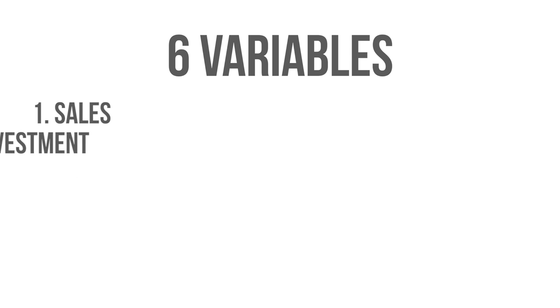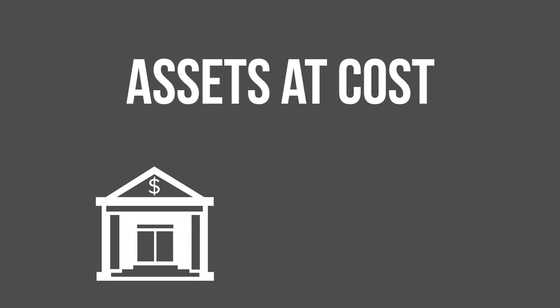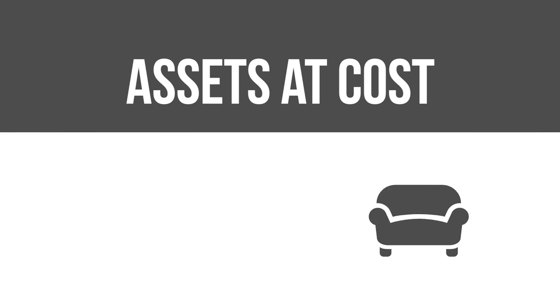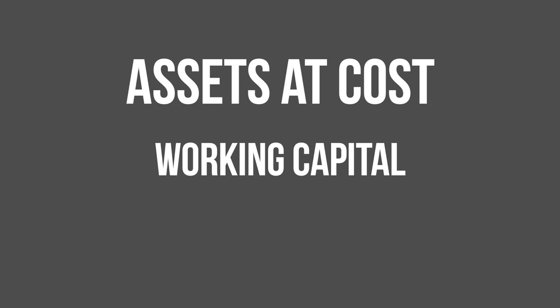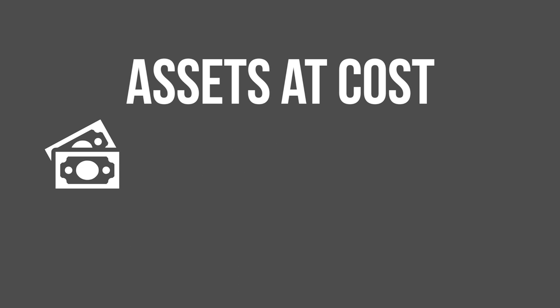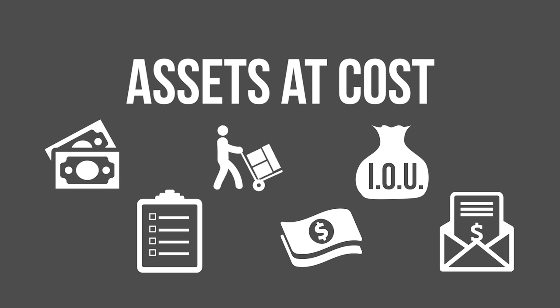Now the next variable, number 2, is investment. And here I'm not just talking about the assets on a balance sheet. I'm talking about those assets at cost that have to be funded with debt or equity. So think furniture, fixtures and equipment, or real estate. But also think working capital, which is the difference between assets like cash on hand, accounts receivable, inventory, prepaid expenses, and non-interest-bearing sources of capital like accrued expenses and accounts payable.